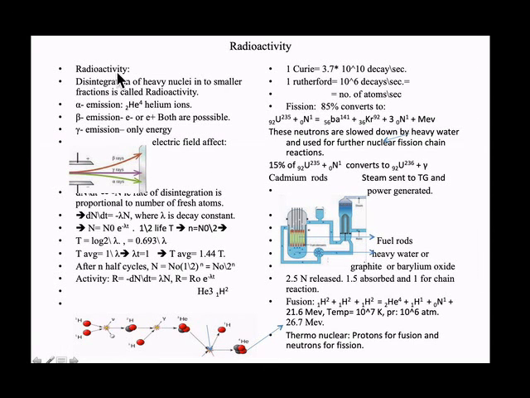Now let us understand radioactivity. Radioactivity basically comes from the nucleus. It is not an outer orbital phenomenon. It is not s orbital, p orbital, d orbital, or orbits 1, 2, 3. No, it is from the nucleus. Disintegration of heavy nuclei into smaller fractions is called radioactivity. Plutonium, uranium and such elements emit alpha, beta, gamma rays. Alpha is nothing but helium ions. Beta is electrons, either positive or negative, both are there. And gamma is a pure form of energy.